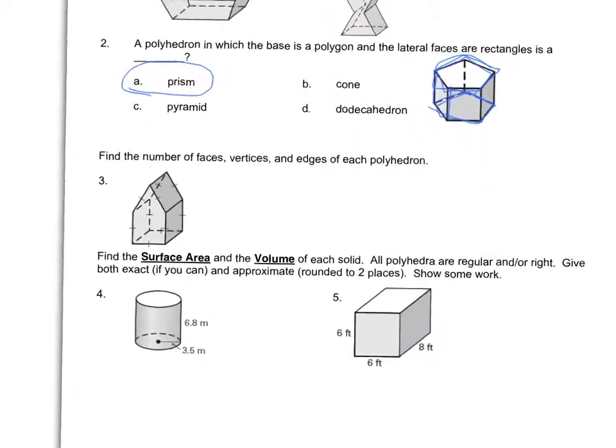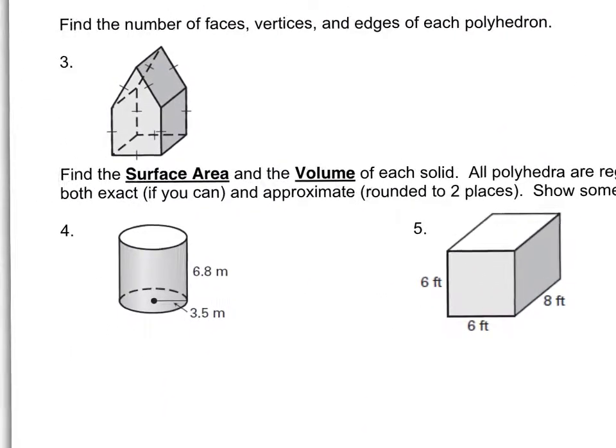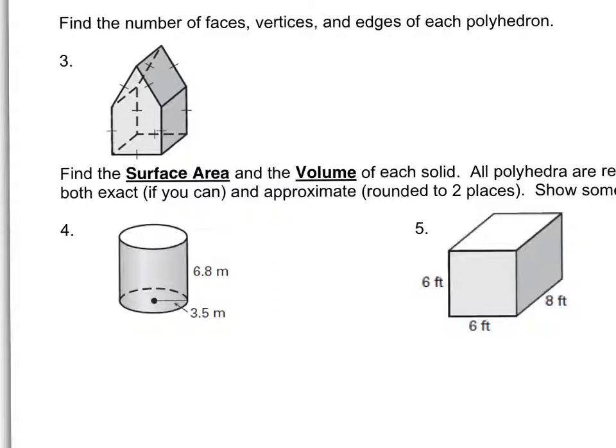All right. Number 3, find the number of faces, vertices, and edges of each polyhedron. So faces are the flat sides, and you just want to count those in an organized way. Maybe I'll count it like this. I have the front and the back. That's 1, 2. I have the top right and the top left. That makes 3, 4. I have the bottom right and the bottom left. That makes 5, 6. And then I have the square, it looks like base. That makes 7. So I'll just label that 7 faces.